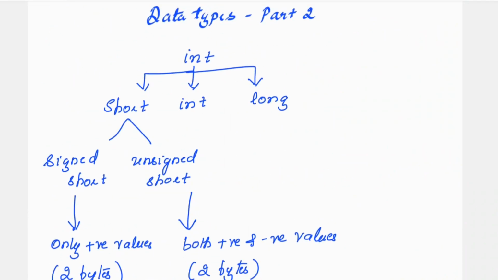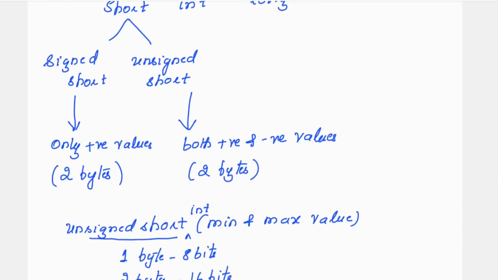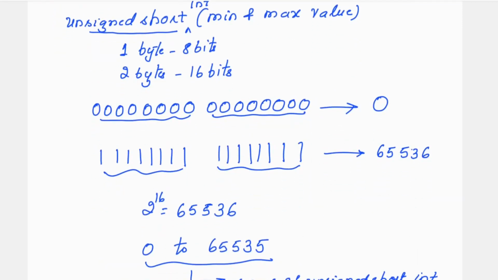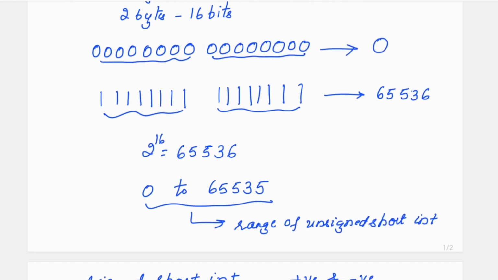So in this session, what you need to remember is that integer types you can declare either with short or long, and in short you have the signed short and unsigned short. Both of these will take 2 bytes in the memory. The minimum value for unsigned short int is 0, and the maximum value that can be given to a variable in unsigned short int is 65,536.